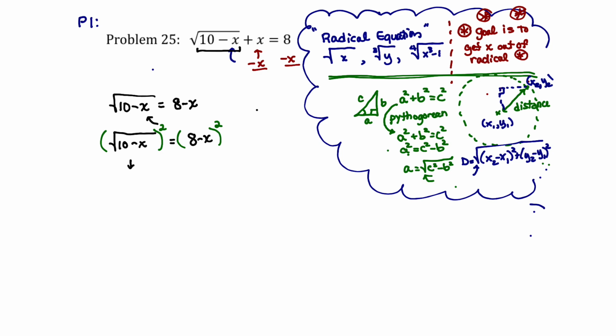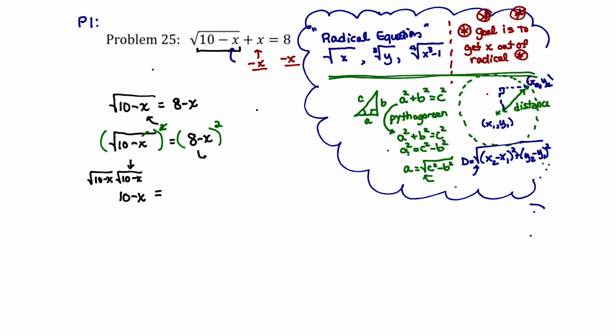On the left side, notice I have a square root of 10 minus x squared, which is the square root of 10 minus x times the square root of 10 minus x. Anything times itself within square roots just becomes itself. Or, if you like, the square root and the square cancel each other as inverse operations, resulting in just 10 minus x on the left.